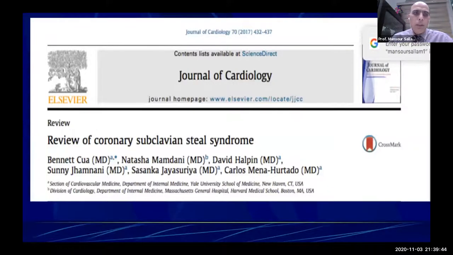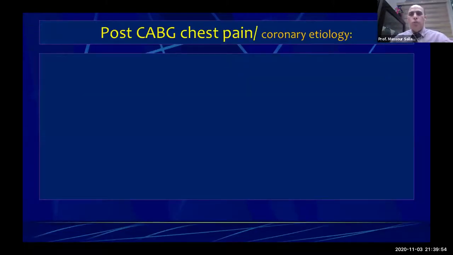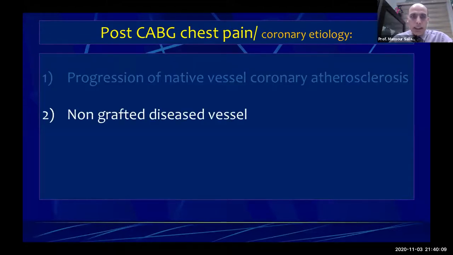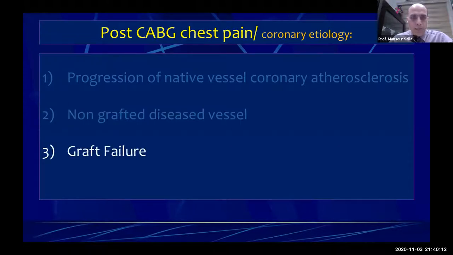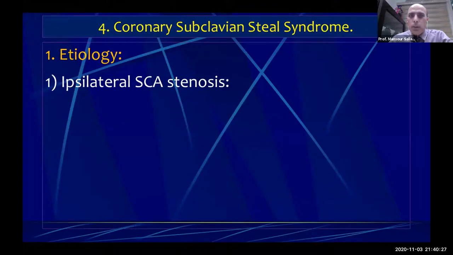So there are many literature reviews about coronary subclavian steal syndrome and how to diagnose and manage it. I think we are going step by step through them right now. Just from a practical point of view, when a patient comes with chest pain post-CABG, the most logical issues to think of are progression of native vessel coronary atherosclerosis, or non-grafted diseased vessel, like our patient right now, and graft failure, either early or late. But starting from tonight, you have to consider coronary subclavian steal syndrome as a possibility for post-CABG chest pain.